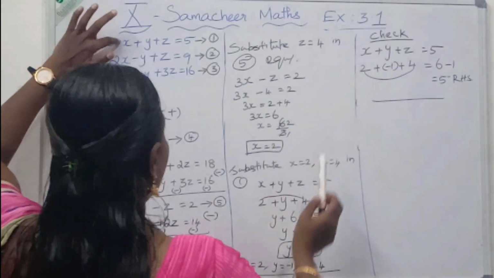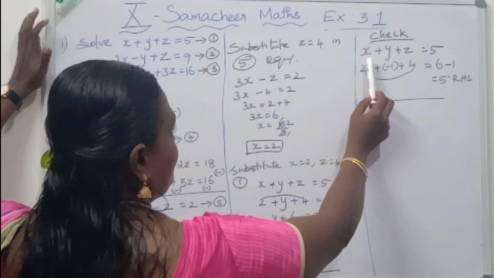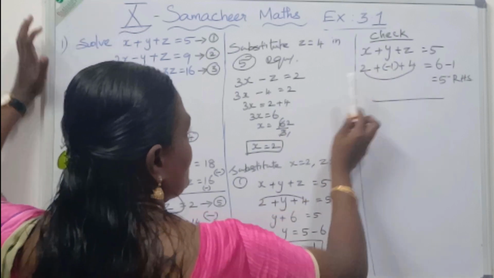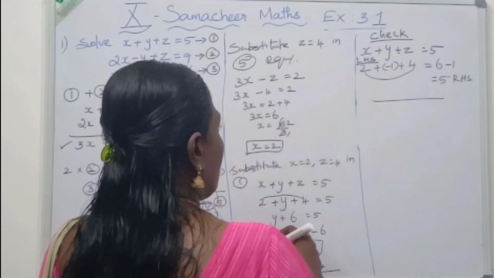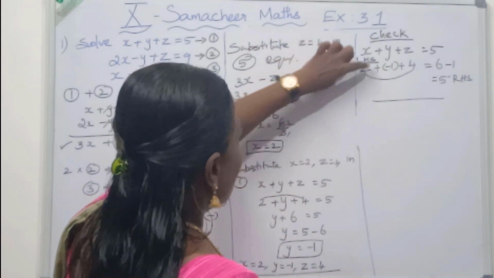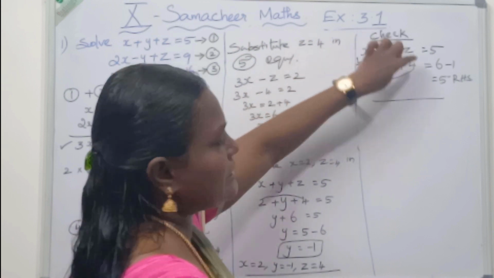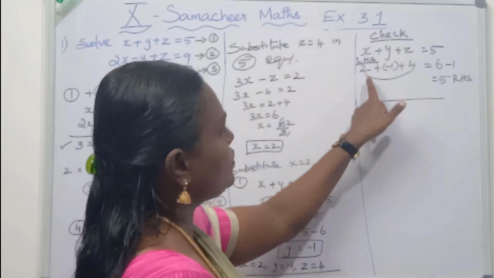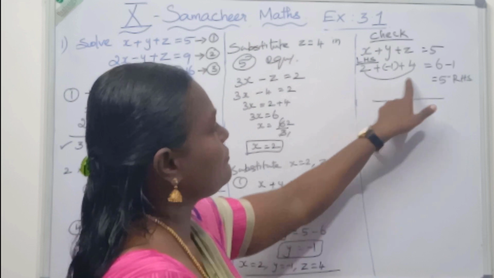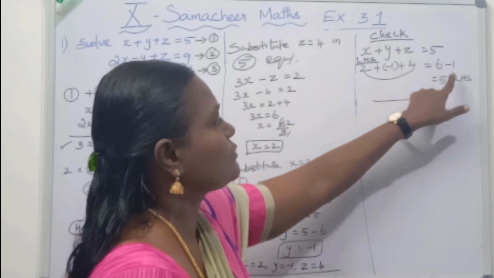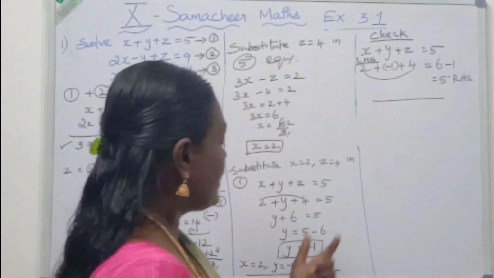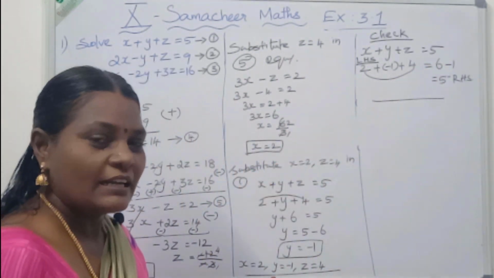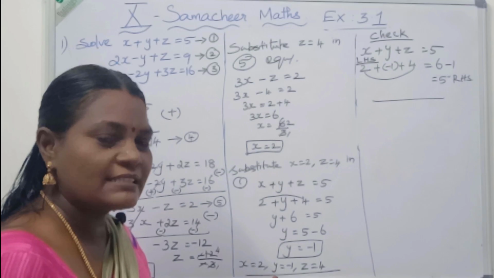So here for that I will choose the first equation. Left hand side is x plus y plus z. So you have to write that left hand side: instead of x, 2; instead of y, minus 1; instead of z, plus 4. So which is equal to, here I will add the plus terms first, 6 and minus 1. 6 minus 1 is 5, which is given in the right hand side of the given equation. So what we have found is correct. Like this we can check the answer.